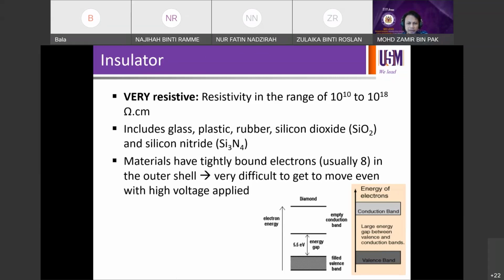So these materials have tightly bound electrons, usually 8 valence electrons in the outer shell, so that makes them difficult to move around, even with high voltage applied. So in the typical condition, they are tightly bound in the outer shell, so they couldn't move, and therefore they couldn't conduct electricity. To break the connection, you really need a very, very high voltage or high excitation in order to break them and let them free from the bond.